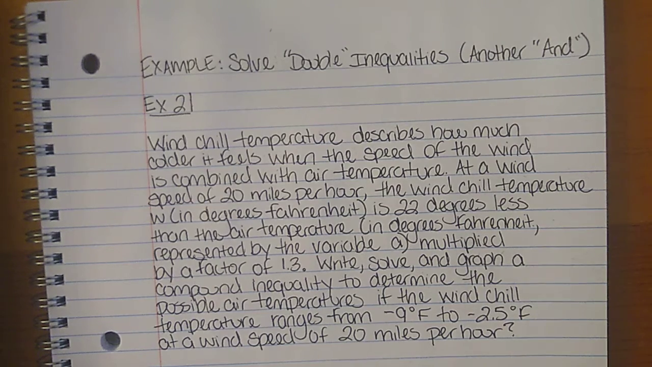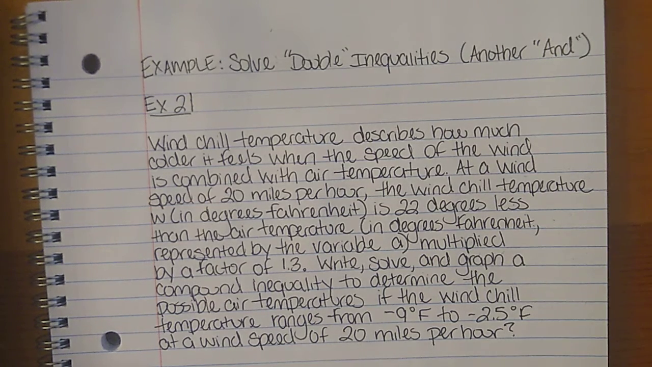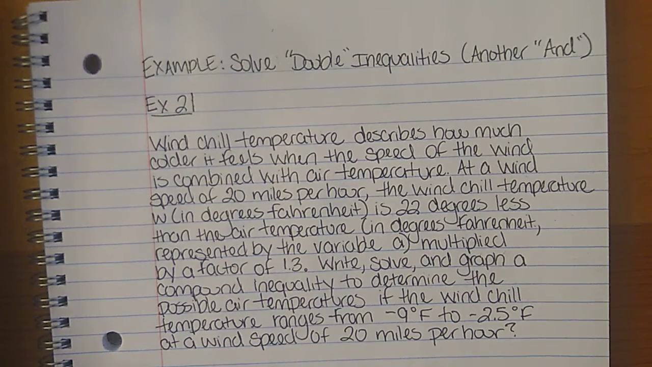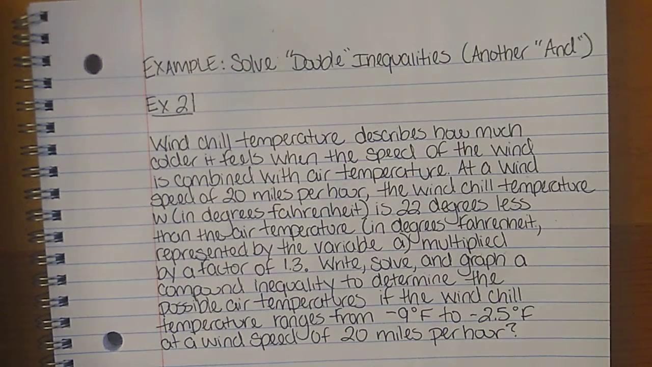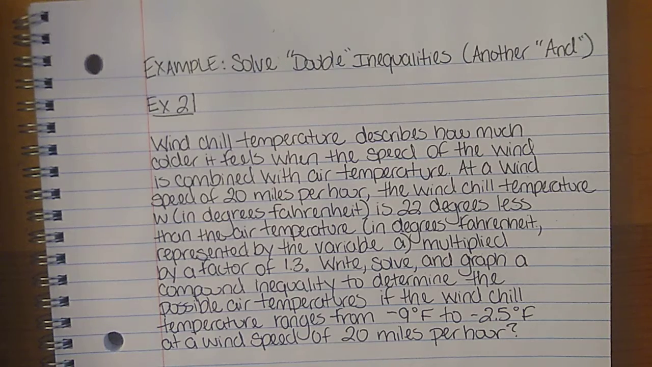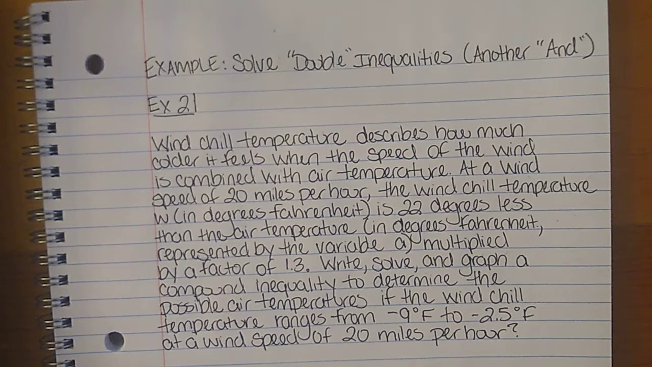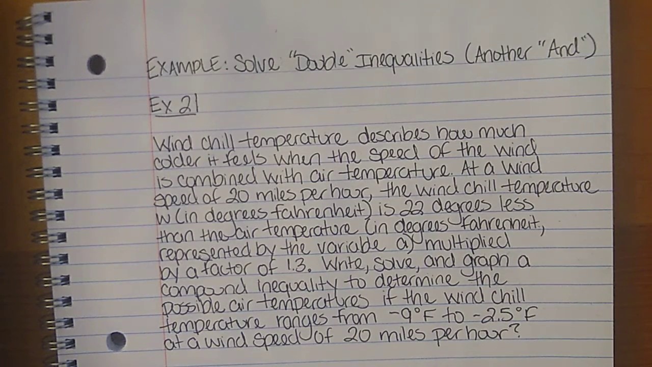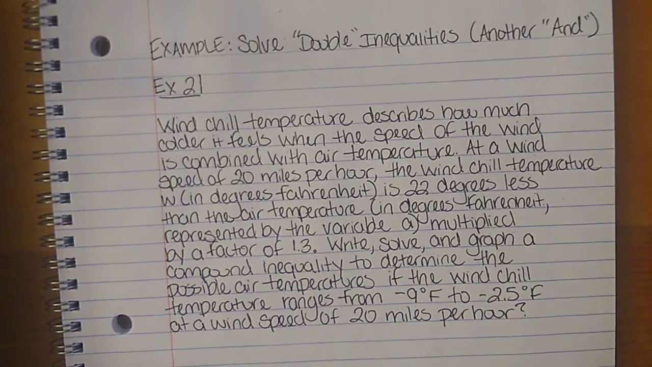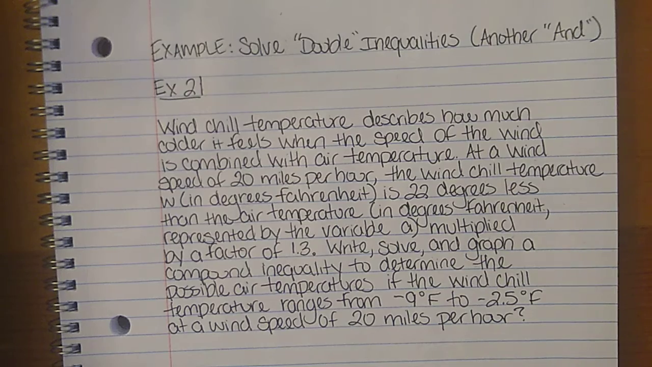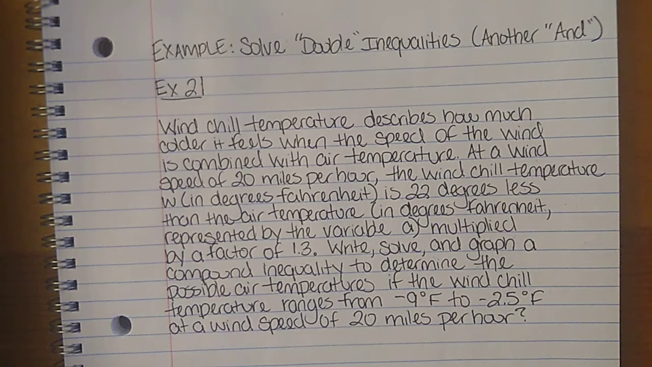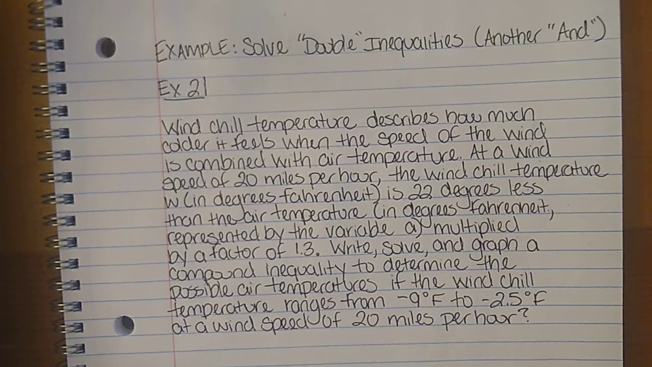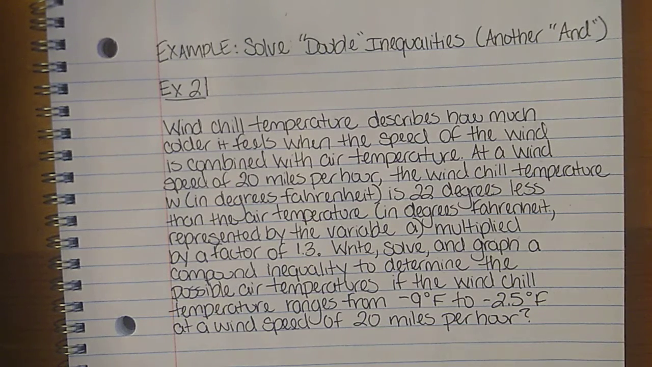All right, so now we are on to how do we write, solve, and graph a double inequality based off of a word problem. So you have a little bit of a different indication in the words in this type of word problem, so that will tell you that you're working with one inequality that is set in between two values. So again, it all comes down to pulling out that important information.